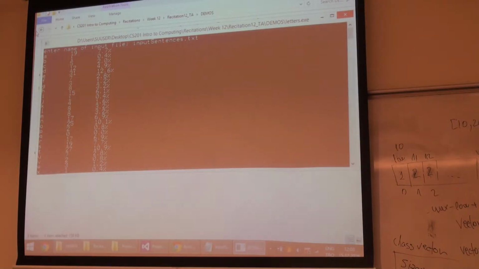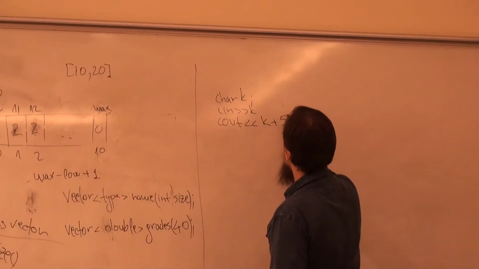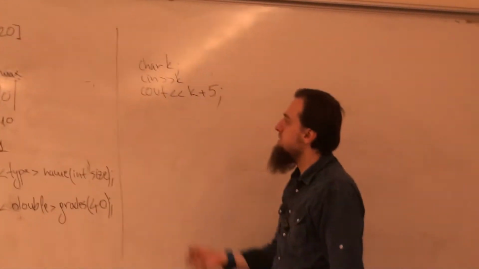I want to tell you something. Let's say I want to show you something. I have a character called K. And I'm doing something like this. I'm trying to print out K, and K has some value, okay? I'm reading K as a user input. And I want to print this: K plus 5. Is this doable?